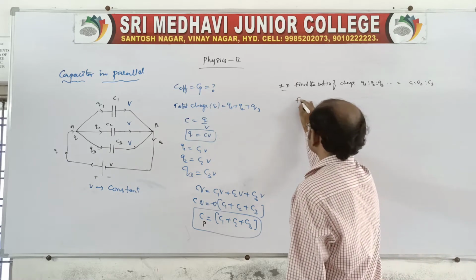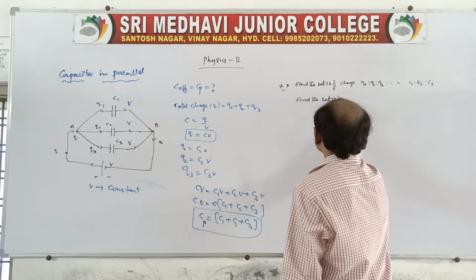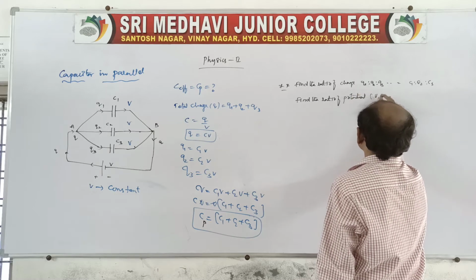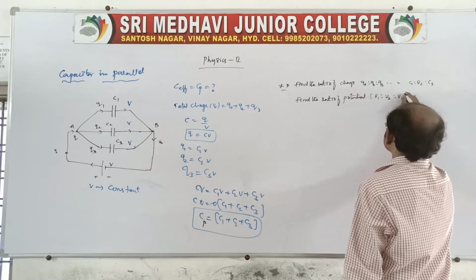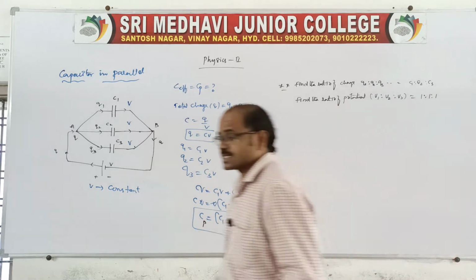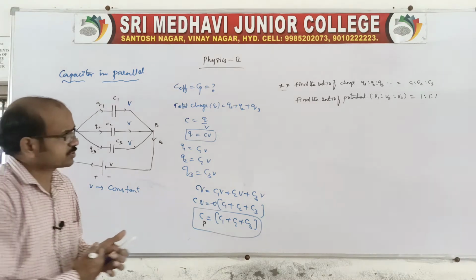Whereas the second question, find the ratio of potential differences. So that is V1 is to V2 is to V3, which is equal to 1 is to 1 is to 1. Like this is the combination related to what? Parallel combination. And here one point I would like to tell you.